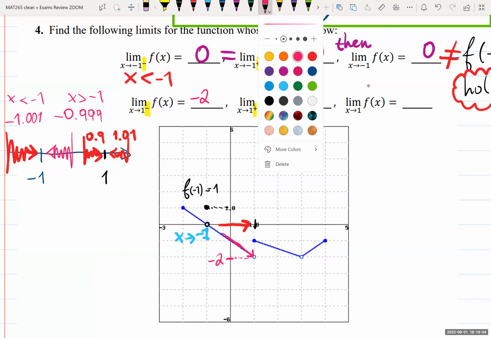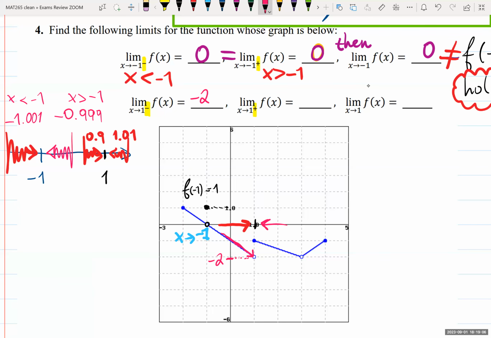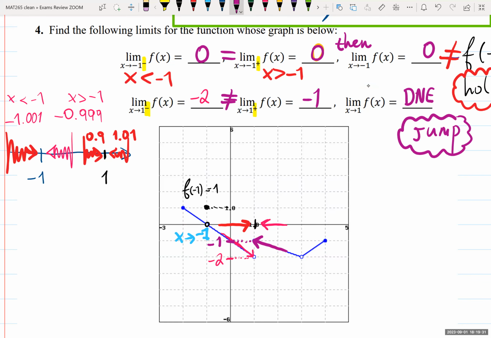Let's check from the right. While x approaches 1 from the right, f of x goes on the graph, put the pencil on the graph, and it points at some kind of height. The height is -1 in this case. It's different because they're not the same. The limit does not exist. They did not meet, so they're not friends. So the limit does not exist here. And this is called a jump discontinuity because it literally jumped. The definition of jump discontinuity: the left limit did not meet the right limit.